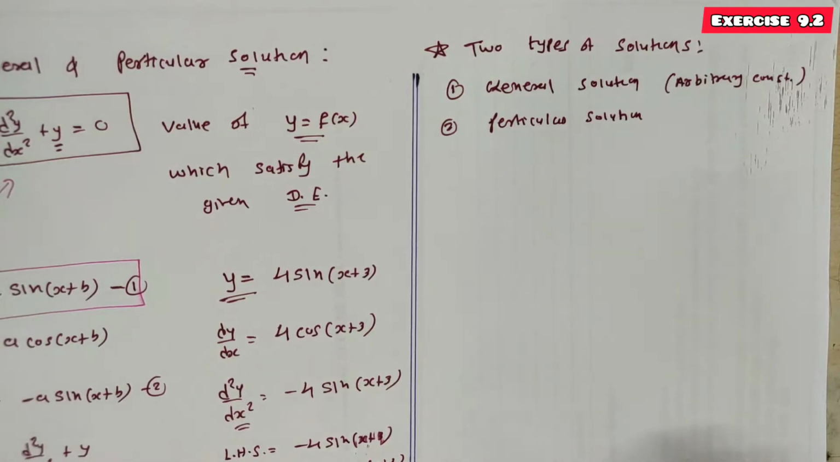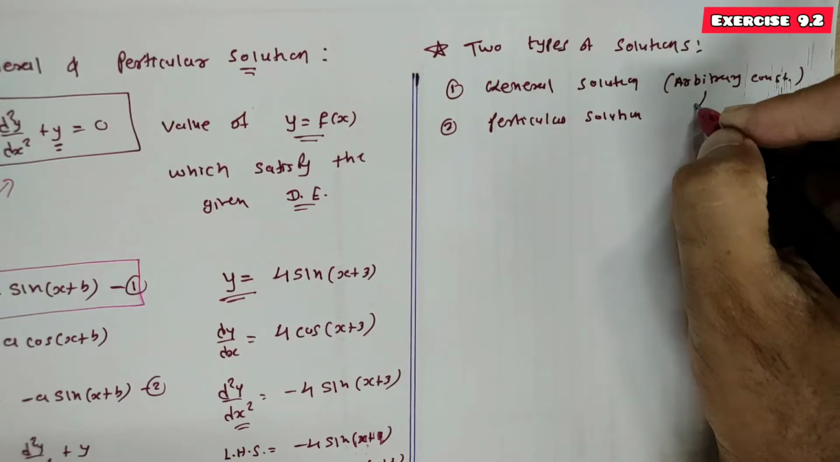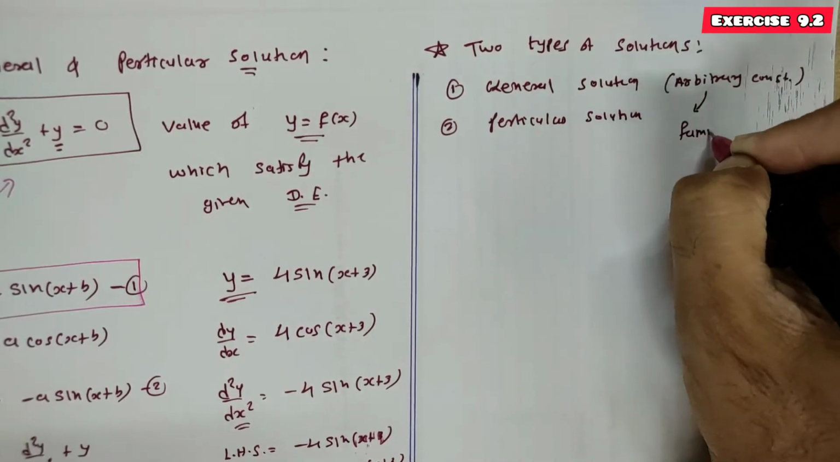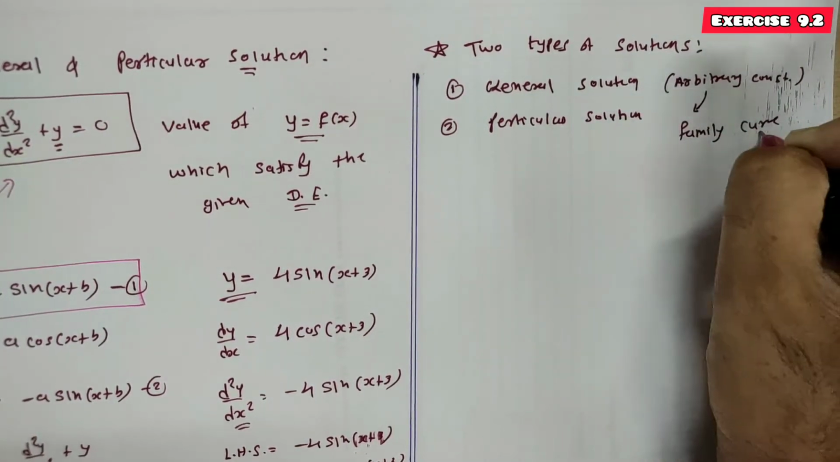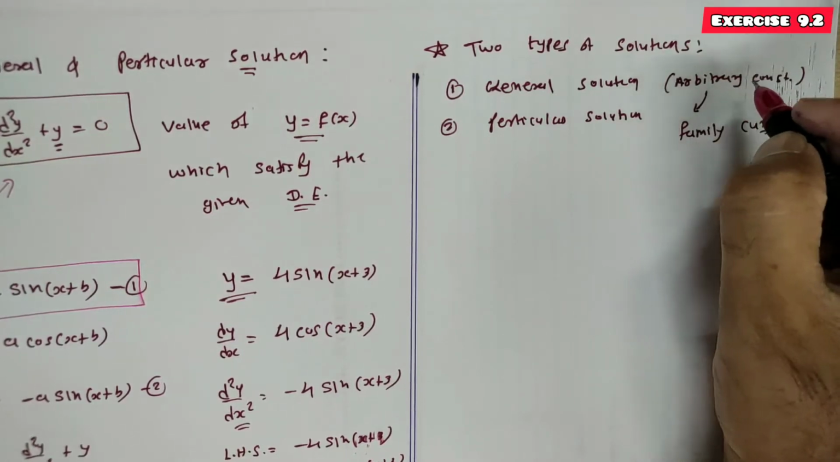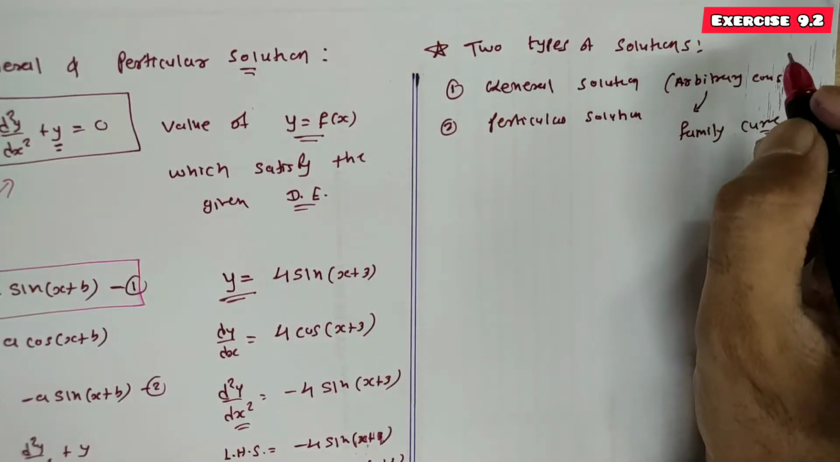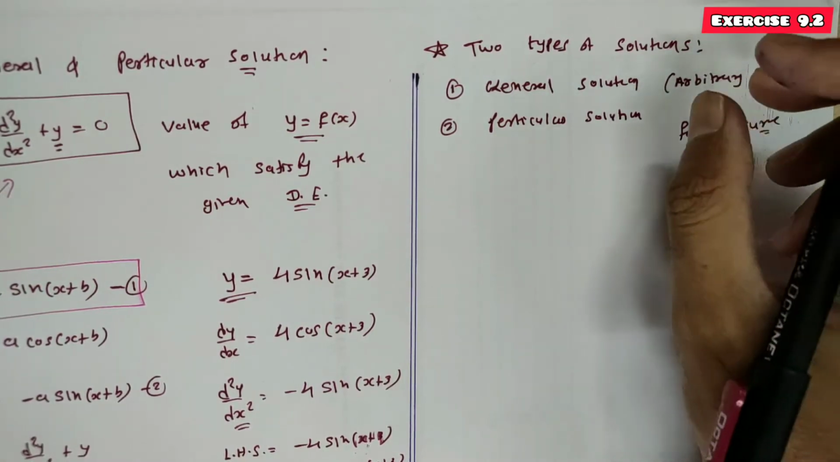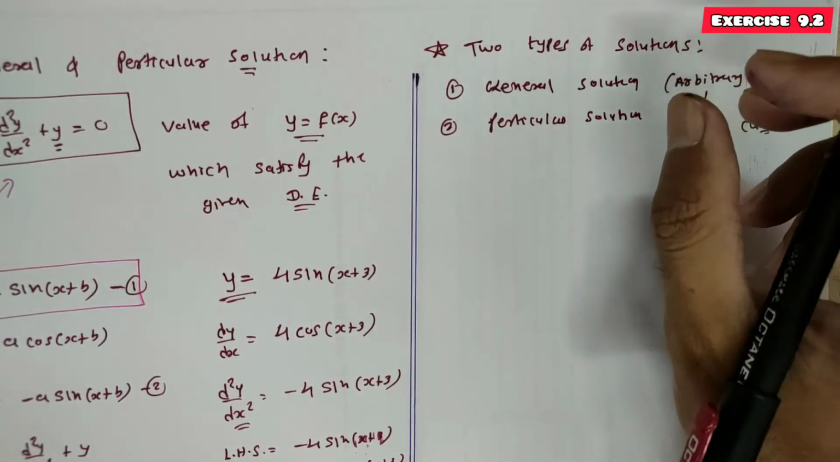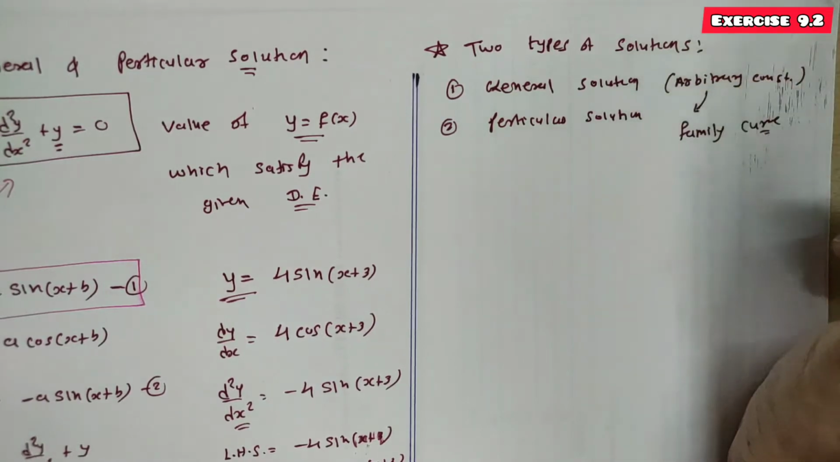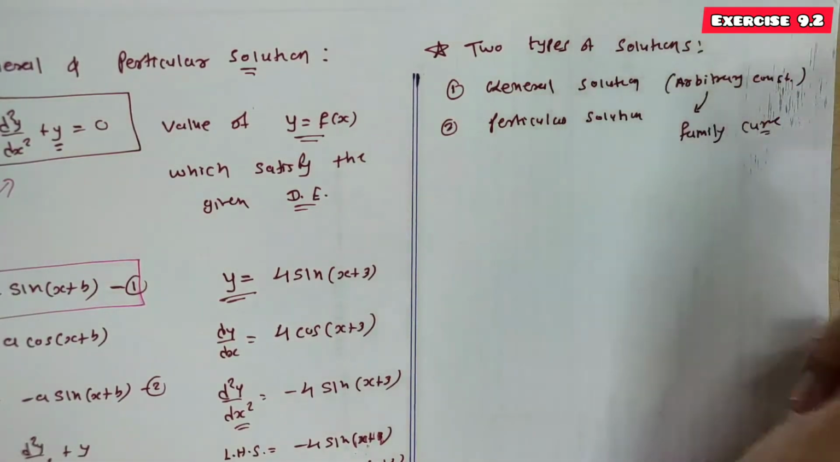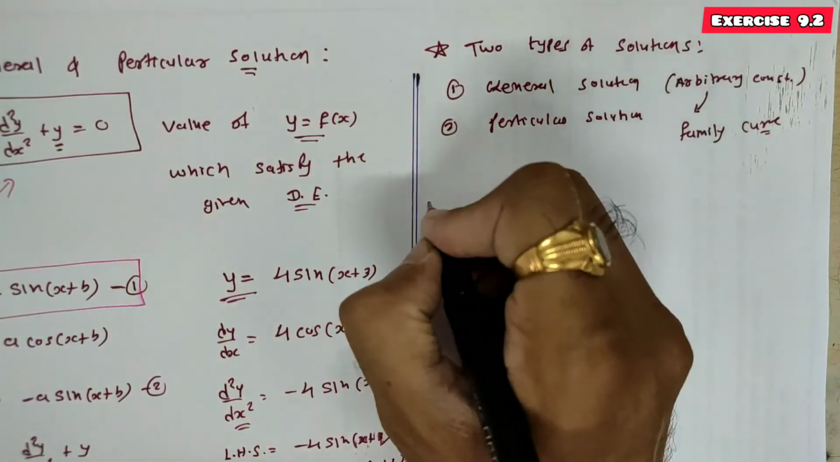The general solution is always with arbitrary constants and it will always give a family of curves. That means if you change the value of the arbitrary constant, we get different curves. We can get curves with different values. Done. So two types of solutions are there.